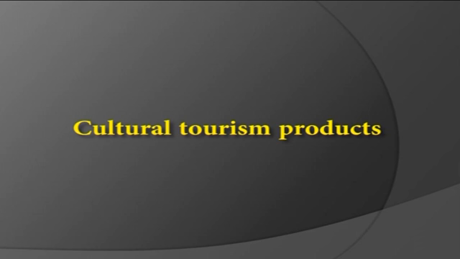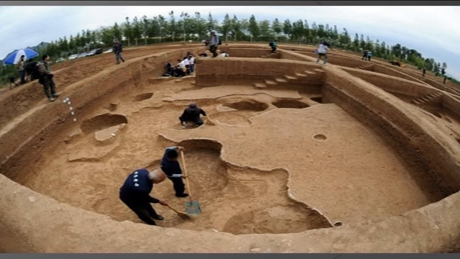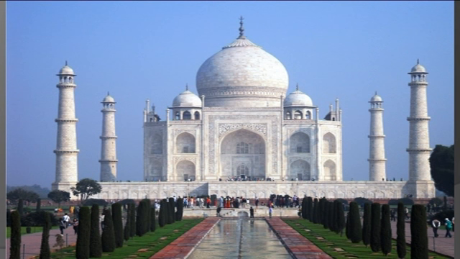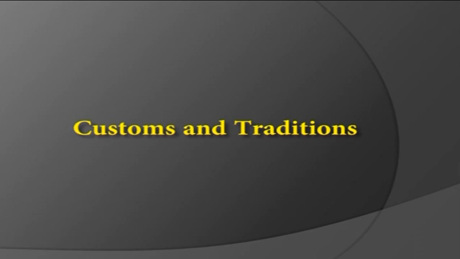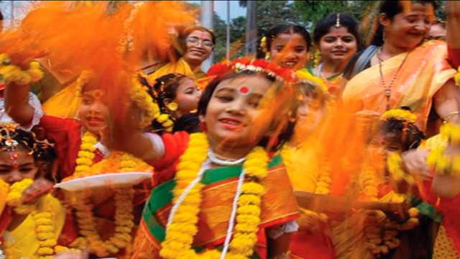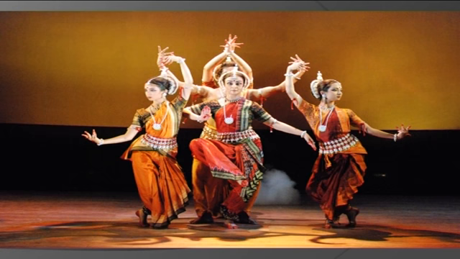Let me first list out some of the important man-made resources before we get into the details. They are cultural tourism products, such as sites and areas of archaeological interest, historical buildings and monuments, places of historical significance, museums and art galleries, political and educational institutions and religious institutions. Also, customs and traditions such as pilgrimages, fairs and festivals, arts and handicrafts, dance, music, folklore, native life and customs.